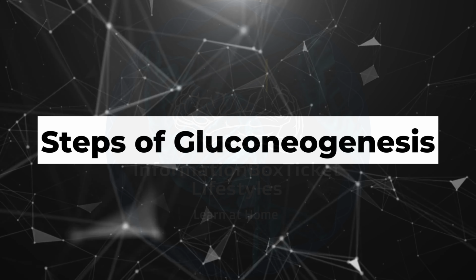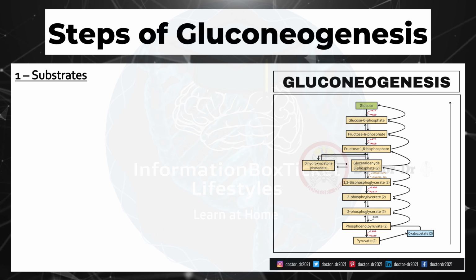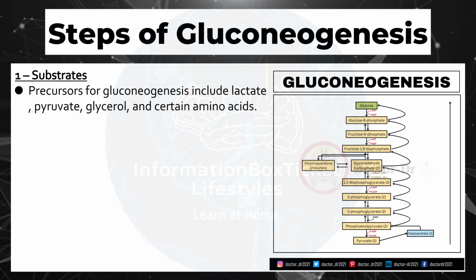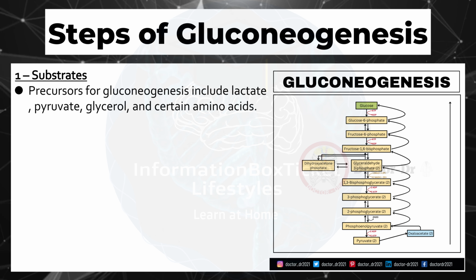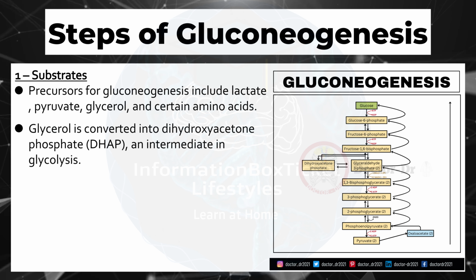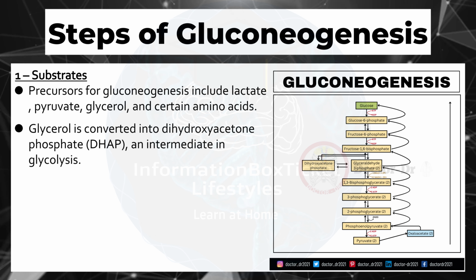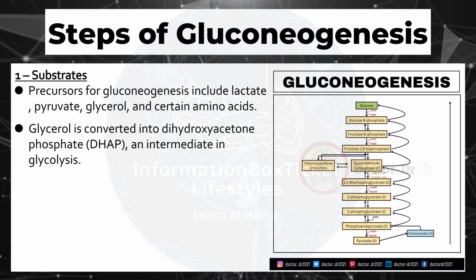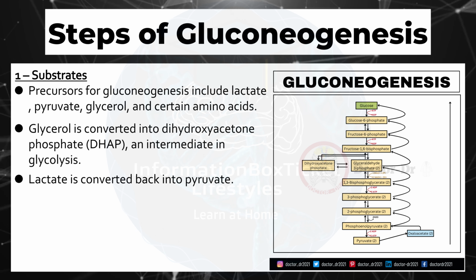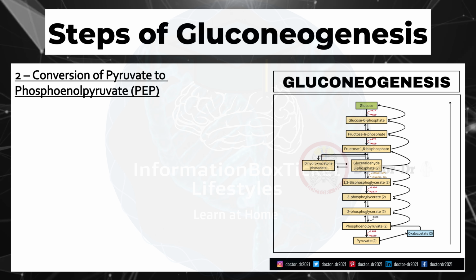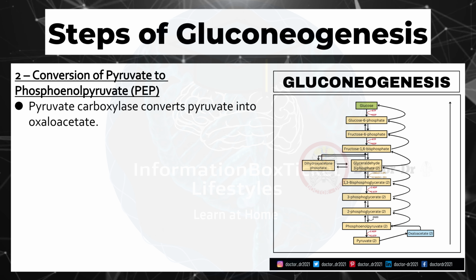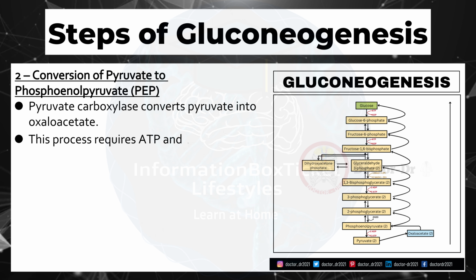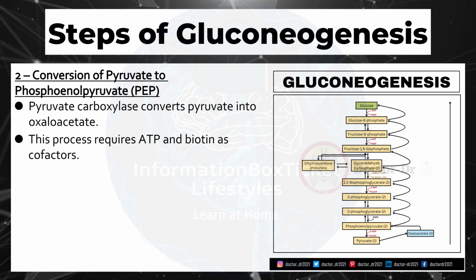Steps of gluconeogenesis. First, substrates. Precursors for gluconeogenesis include lactate, pyruvate, glycerol, and certain amino acids. Glycerol is converted into dihydroxyacetone phosphate, an intermediate in glycolysis. Lactate is converted back into pyruvate. Second, conversion of pyruvate to phosphoenolpyruvate. Pyruvate carboxylase converts pyruvate into oxaloacetate. This process requires ATP and biotin as cofactors.